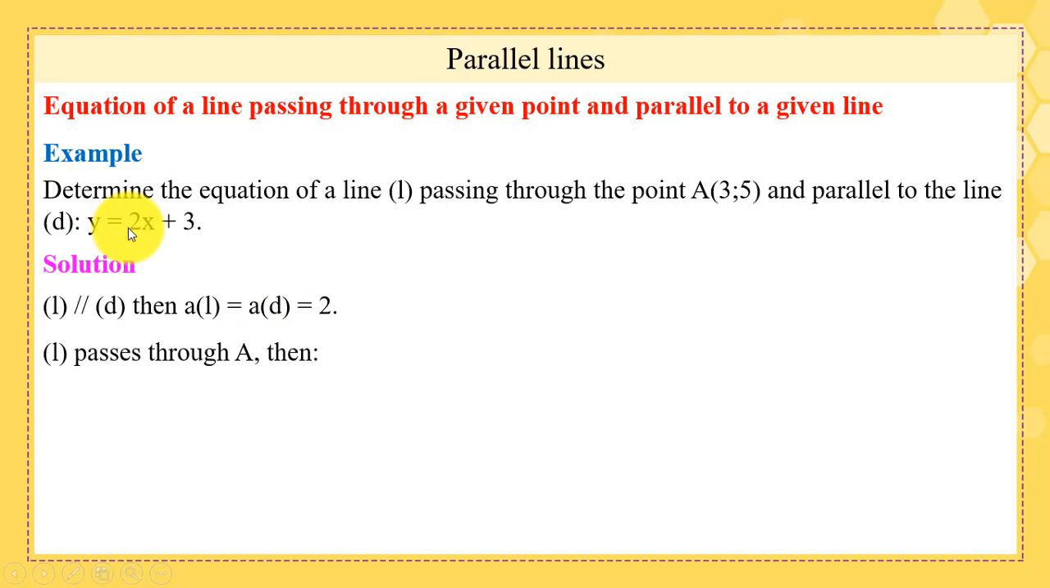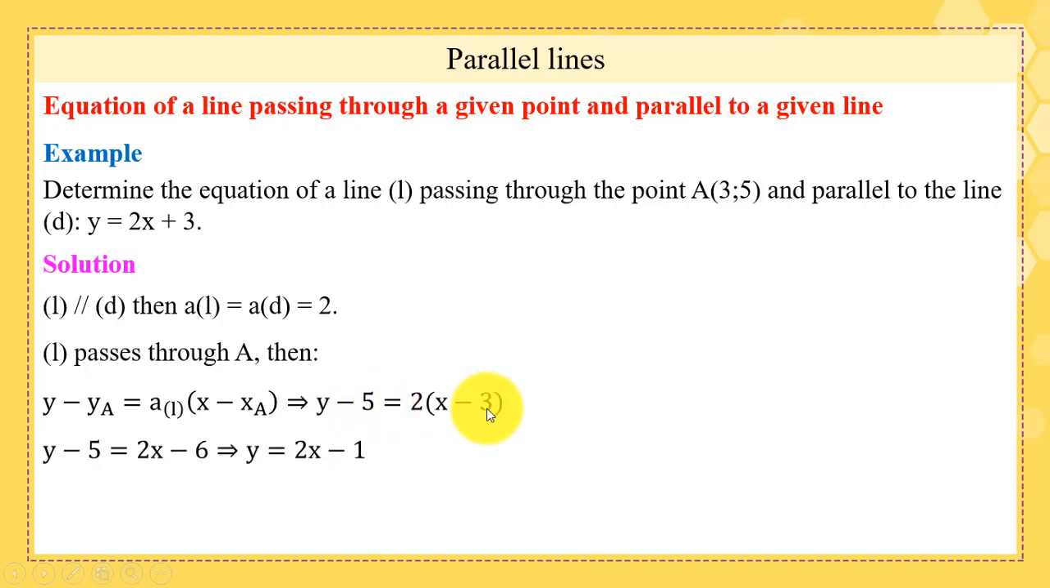Also, L passes through the point A, or A belongs to the straight line L. Then, use the following relation: y minus y of A is equal to a of L, the slope of L, into x minus x of A. Substitute the coordinates of A and the slope to get y minus 5 is equal to 2 into x minus 3. Then y minus 5 equals, expand here, 2x minus 6. Isolate y to get y equal to 2x minus 1, which is the equation of the straight line L.